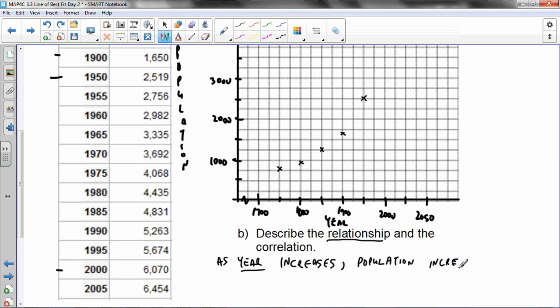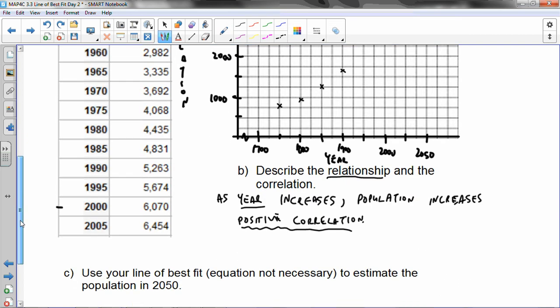So what does that mean about the type of correlation? Well, it's a positive correlation. Positive correlation means as this one goes up, the other one goes up. Negative is when it goes down. Positive correlation.